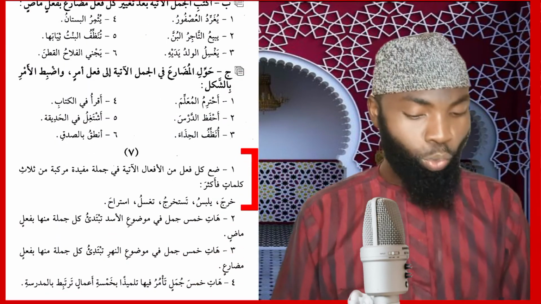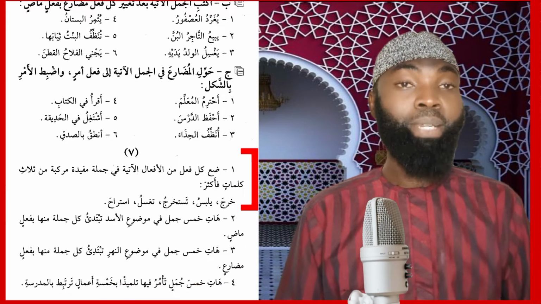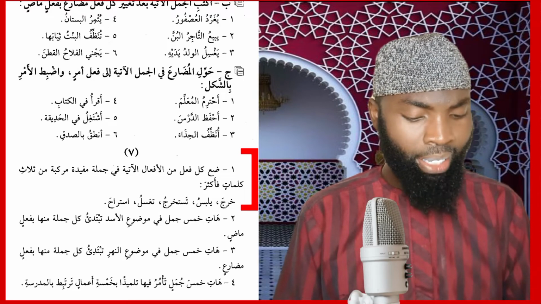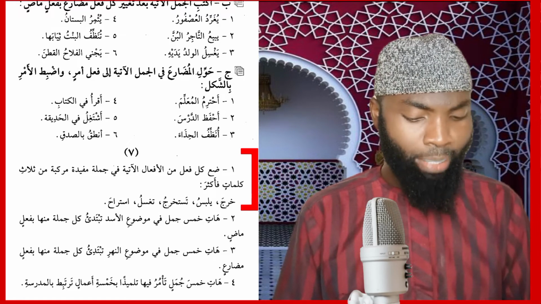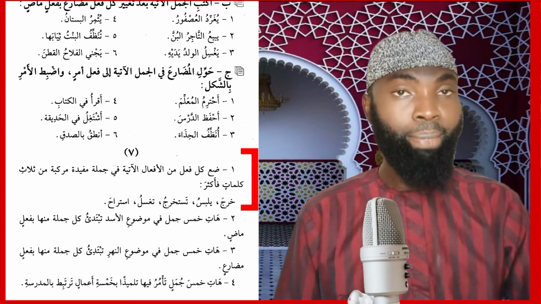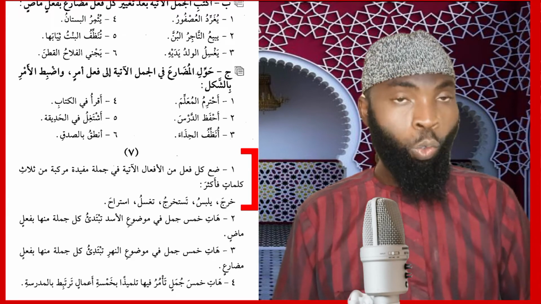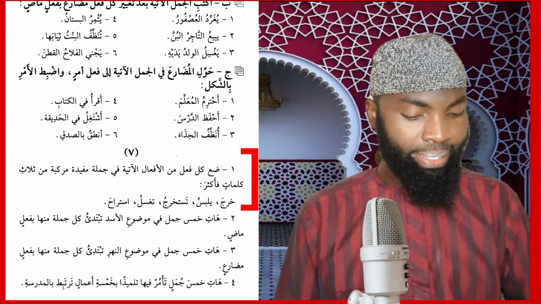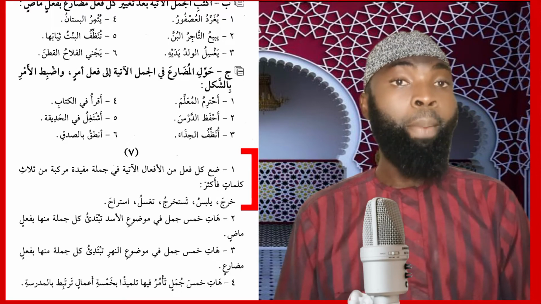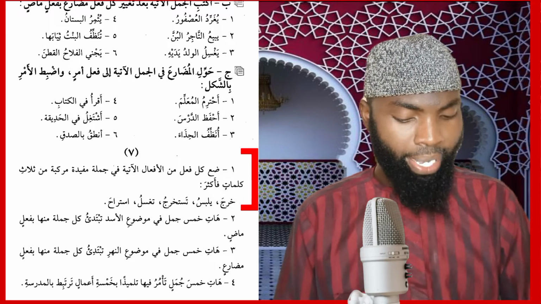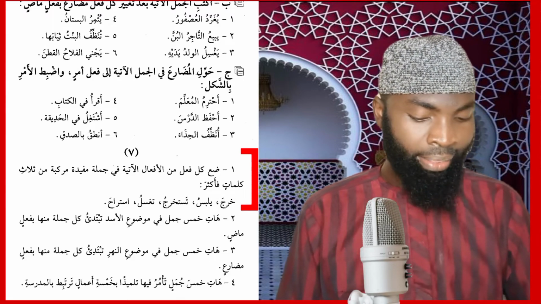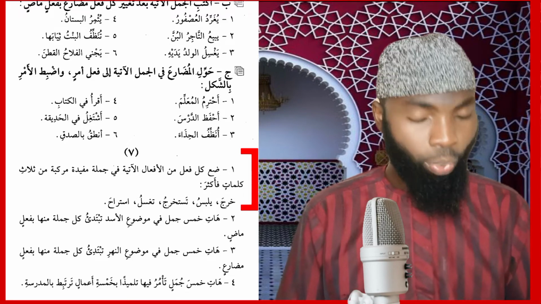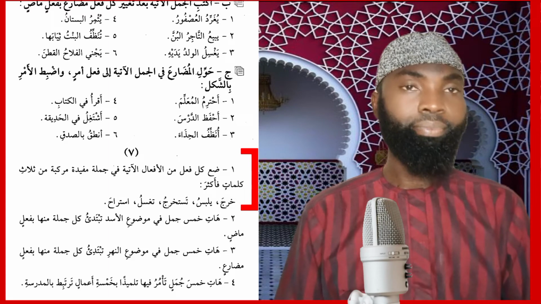Now coming to تمرين في الإنشاء, the composition aspect of this exercise. The instruction says ضع كل فعل من الأفعال الآتية في جملة مفيدة مركبة من 3 كلمات فأكثر. The words below, we are to place them in a complete sentence. All these words are verbs. We are to place them in complete sentences, and these sentences should be made up of 3 words and above. The first word we have here is خرج.